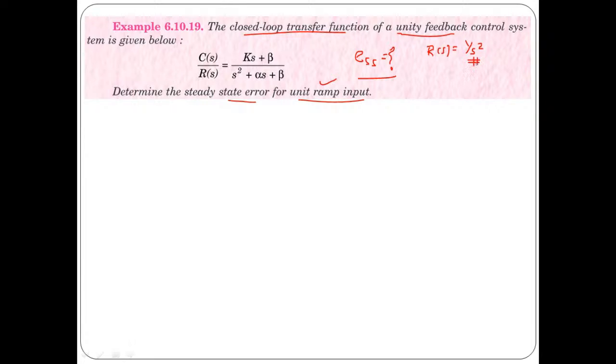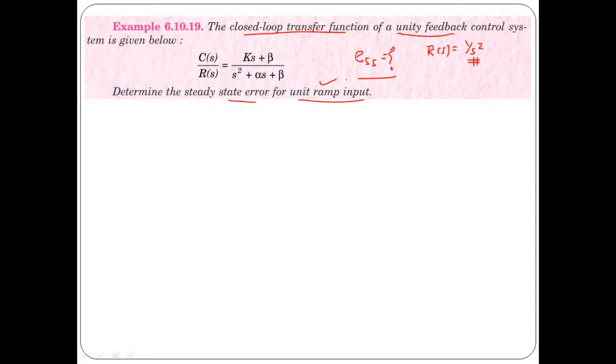I hope this is clear to everyone. For unit step, it is 1 by s. For unit parabola, it will be 1 by s cube. And for unit impulse, it will be 1. So in this case, the input signal is unit ramp. That's why the value of R of s is going to be 1 by s square. And in this case, we need to find the value of what? Steady state error.